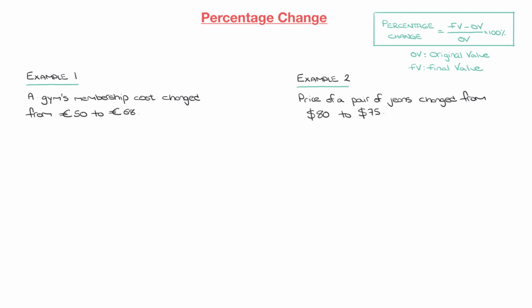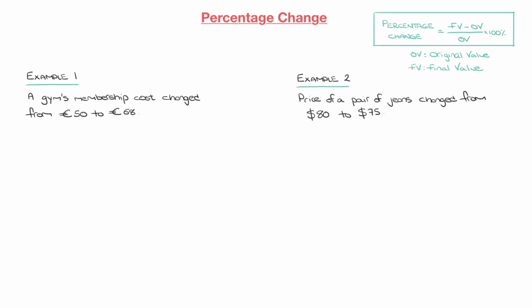At times, instead of saying final value, we'll speak of future value, in which case we'd say future value minus original value divided by original value times 100%. Don't worry if you find this formula confusing, it should become perfectly clear with this first example. For example 1, we're told a gym's membership cost changed from 50 euros to 68 euros. Let's calculate the percentage change in cost.